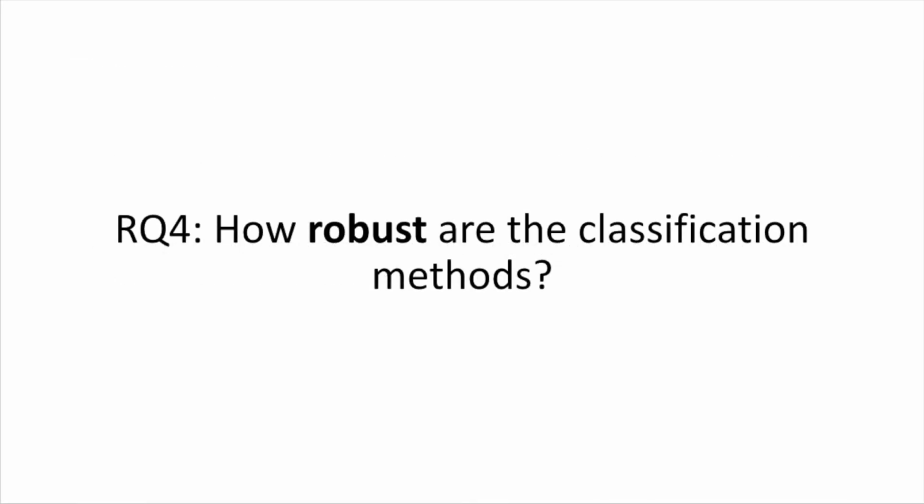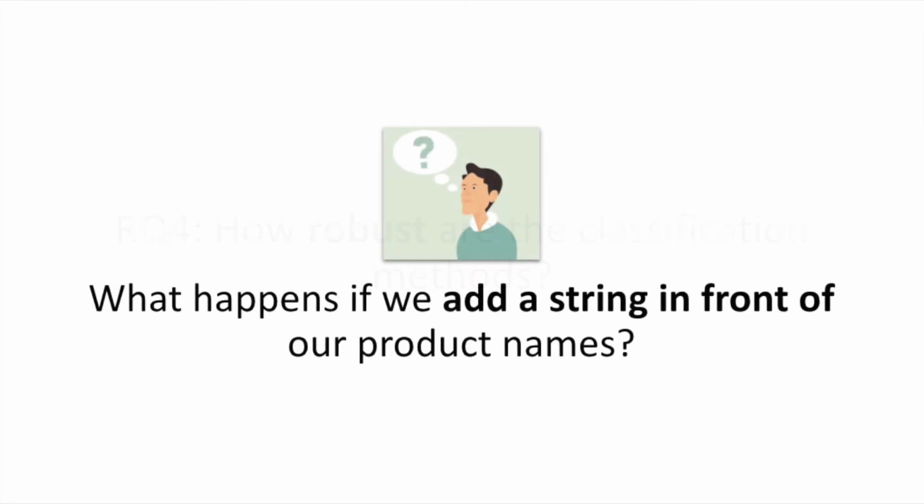This brings us to our last research question in our study. How robust are the classification methods? In order to measure the robustness of the methods, we set 2 experiments with our datasets. Our first experiment involved appending a string to the front of every product in our dataset and observing the changes in accuracy for each classification method.